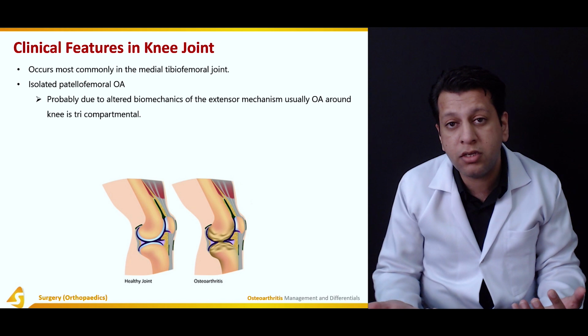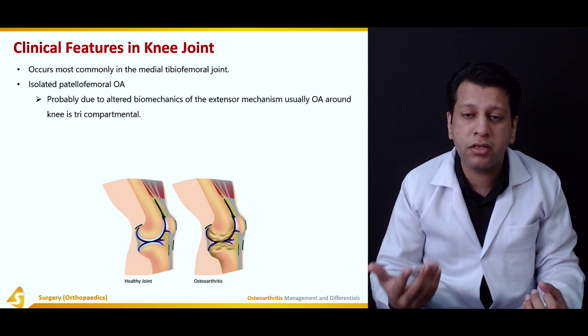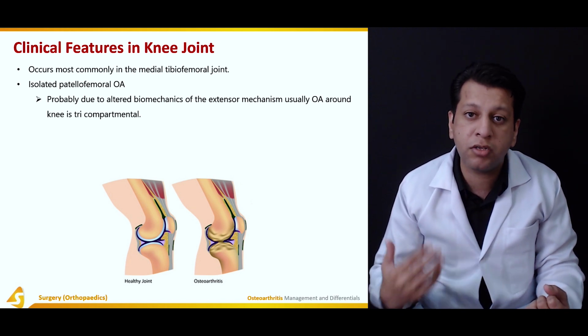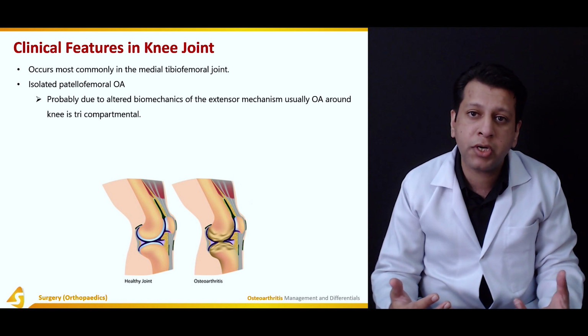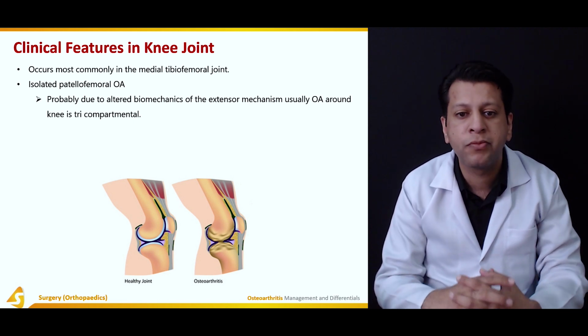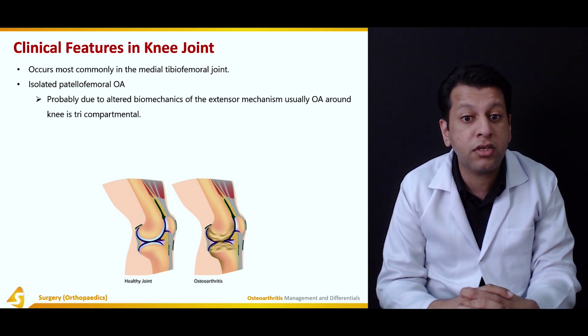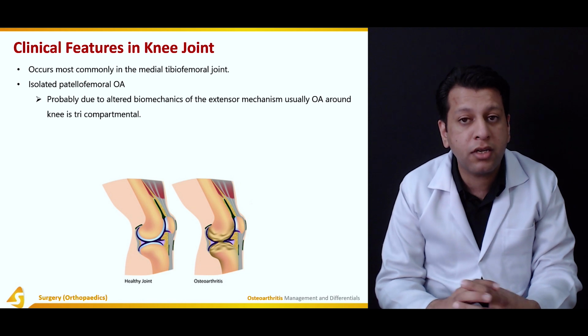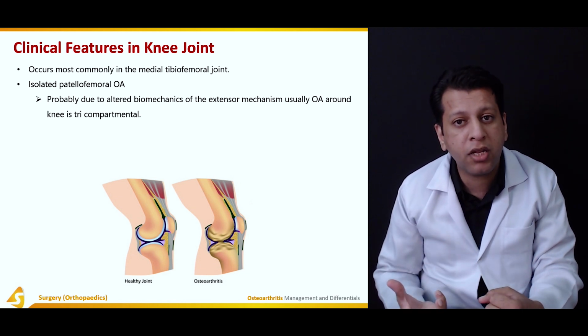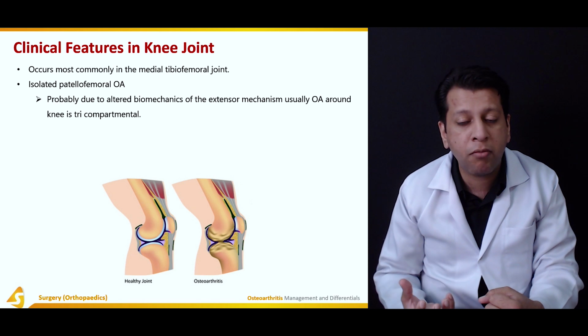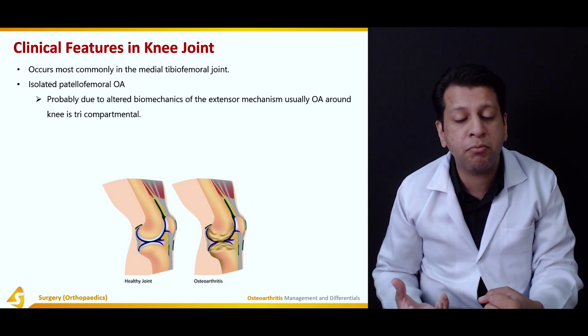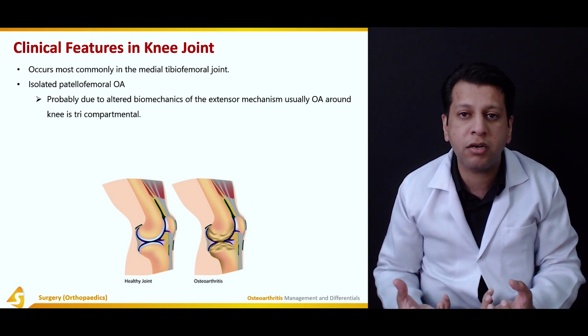As we know, the knee is actually two joints. There's the joint between tibia and femur, the tibiofemoral joint, and then there's the patella and femur, the patellofemoral joint. And that is probably due to altered biomechanics of the extensor mechanism. Usually osteoarthritis around the knee is tricompartmental, that is, it involves the patellofemoral joint, medial tibiofemoral and lateral tibiofemoral joint.